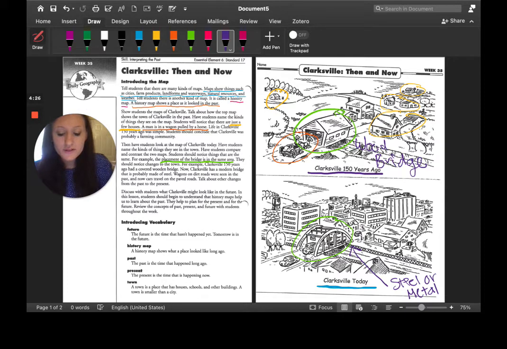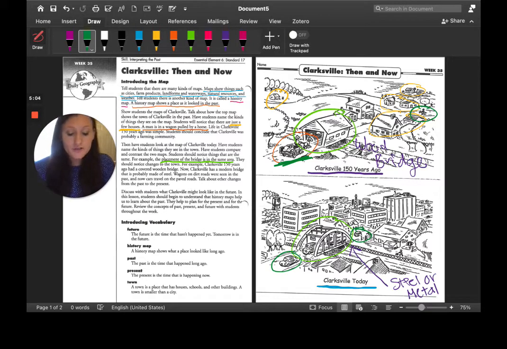We also notice in the 150 years ago map that there were wagons on dirt roads in the past, but now it's cars that drive on paved roads, whereas before we had the man with the horse pulling. We also see back here a man on a horse to get to where he needs to be. So we see those changes from those maps as well.